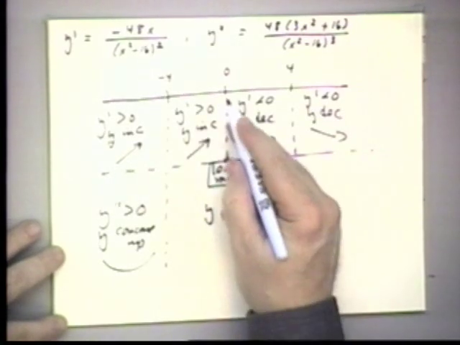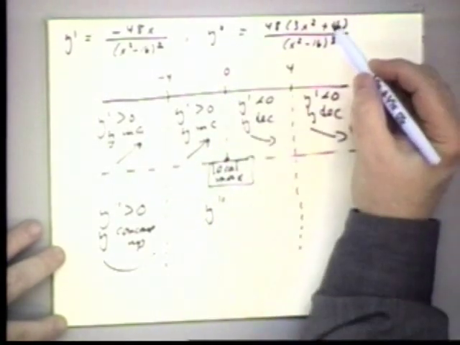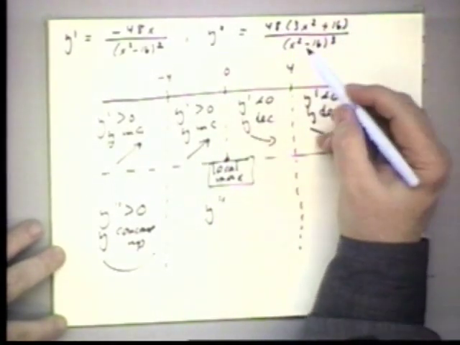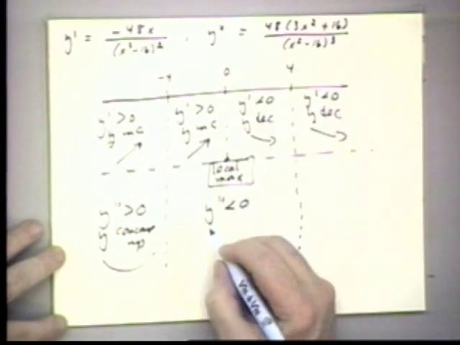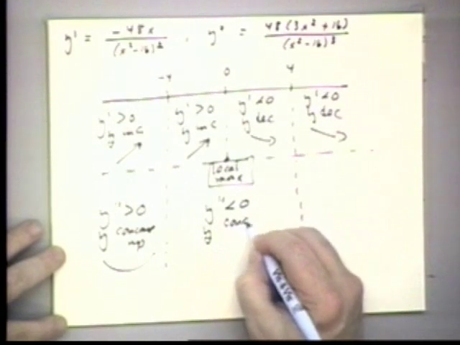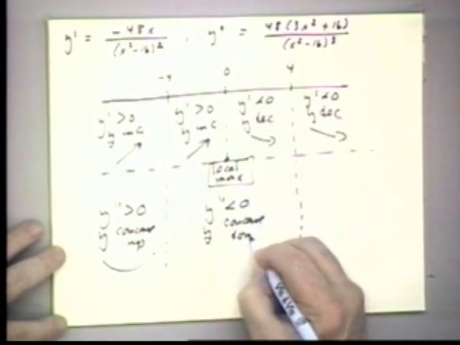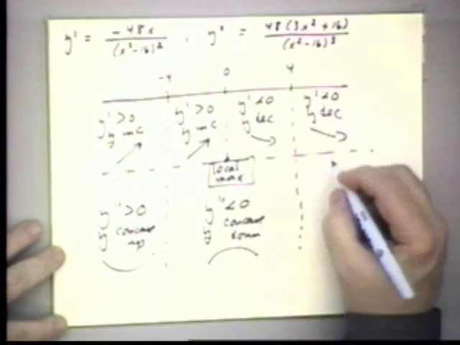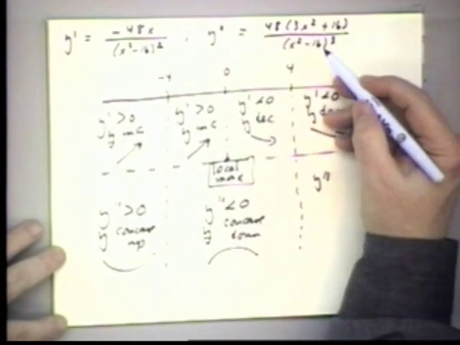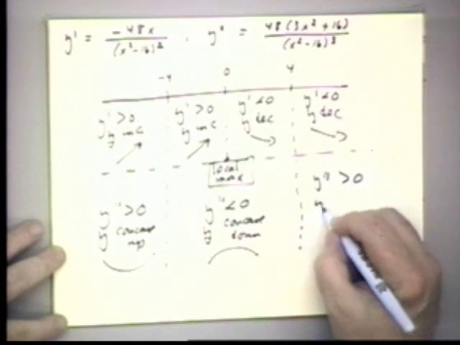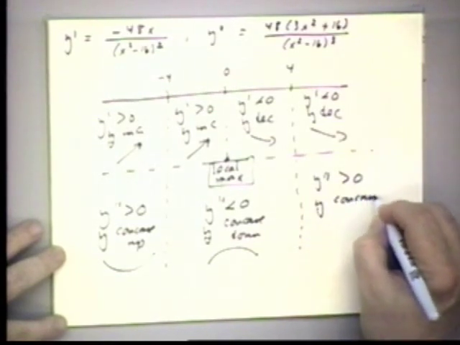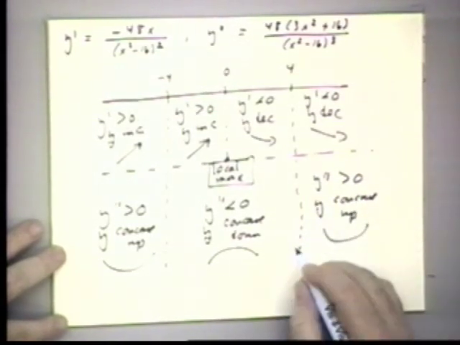In the middle, I could pick 0, a nice easy number. That will make this positive, of course, on the top. And on the bottom, this will be negative. So this makes it a negative fraction. Y then is concave down and looks something like that. And then finally over here for a very large positive number, this is going to be very positive. And so y, the original function, is concave up and looks something like that.